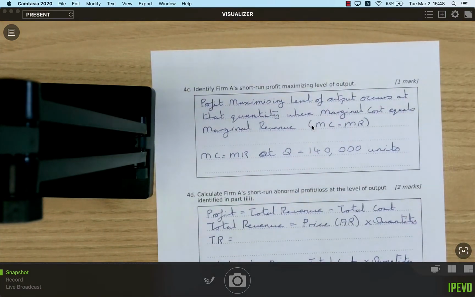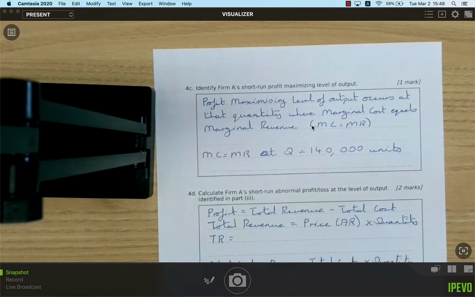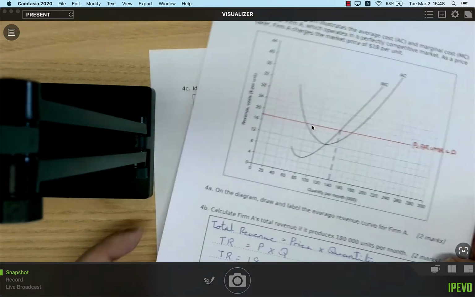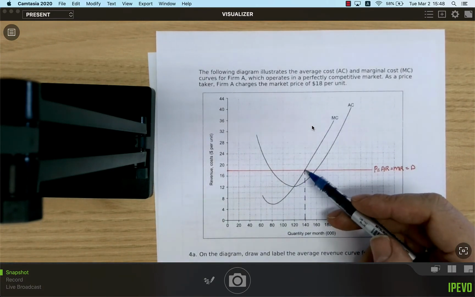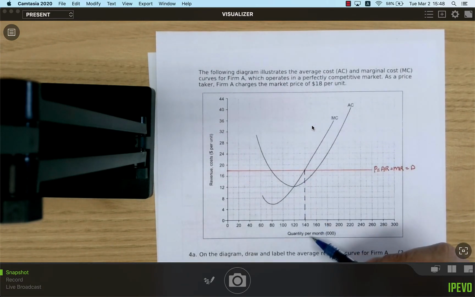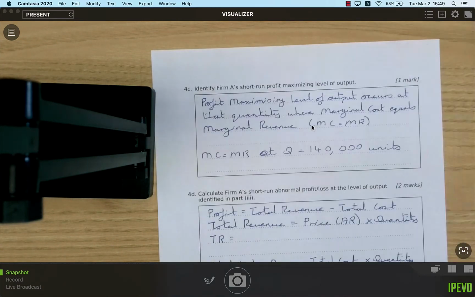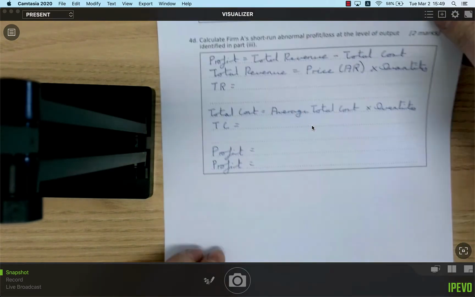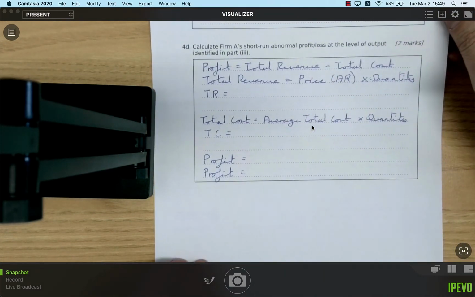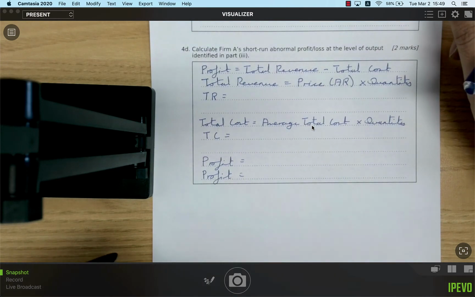So the profit maximizing level of output, and I'm happy to repeat it, occurs at that quantity where MC equals MR, marginal cost equals marginal revenue, at a quantity of 140,000 units. That's what we've done. That's the quantity which maximizes profit. Now, calculate firm A's short-run abnormal profit or loss at the level of output identified in part 3.